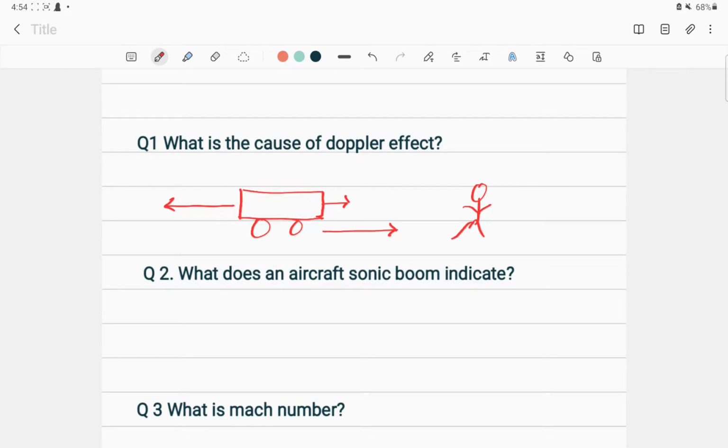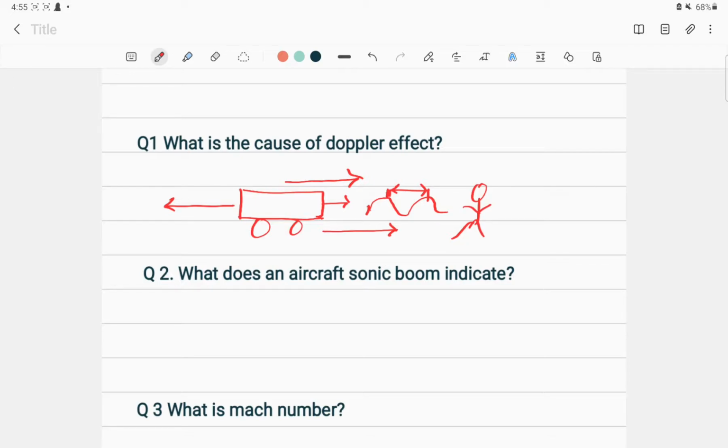There will be change in wavelength as well. When source of sound is coming towards you, the frequency of the sound will be increased, but wavelength will be decreased. Look at here, if wave is here, this sound wave, the wavelength is the length between two crests, right? This will be squeezed by the motion of this source of sound.